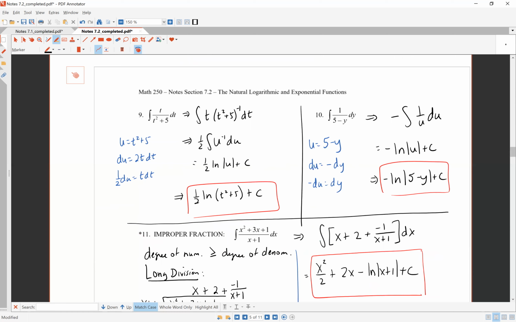Now it starts maybe getting a little bit harder. Number 9. What you can see here is that the numerator is the derivative of the denominator, or a multiple of the derivative of the denominator. That's what we have in 9 here. So let u equal t squared plus 5. Let me say this again. You let u equal the denominator.